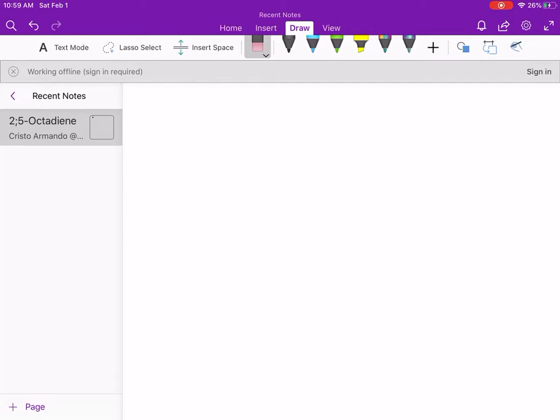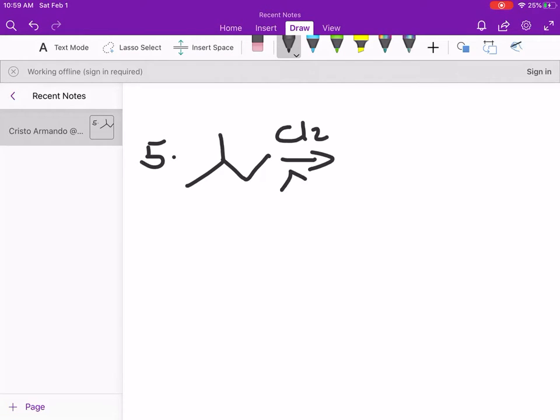All right. So problem number 5, let's draw all of the products. We have Cl2 and light. So right now we can see that we can draw one hydrogen coming off from here, one coming off from here, one coming off from here, and another coming off from here, right? So we have 4 hydrogens.